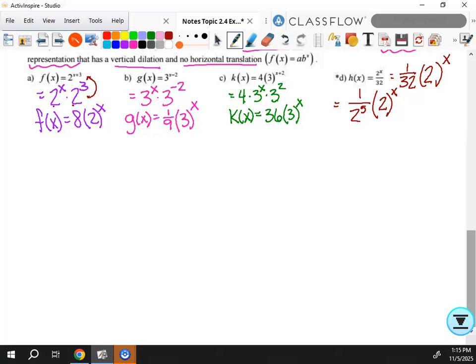Negative exponent, right? I'm not making the 2 negative, I make the exponent negative. So this is the same as 2 to the negative 5th times 2 to the x power, because that negative just gives me the reciprocal. Now that I have that, I can use my product property and get h of x equals 2 to the what power? x minus 5, yes.